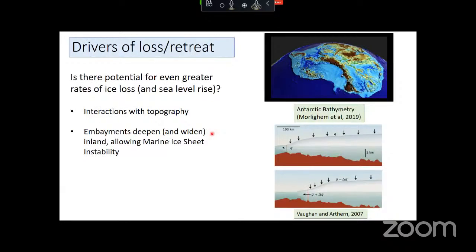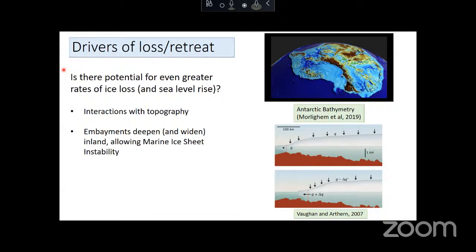So is there potential for even greater rates of ice loss in the future after that initial thinning starts to occur? Or have we already seen that happen? So it turns out that, at least the thought is that around certain locations on the Antarctic margin, interactions between the ice sheet and topography can lead to something called the marine ice sheet instability.